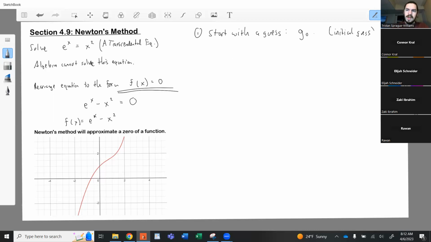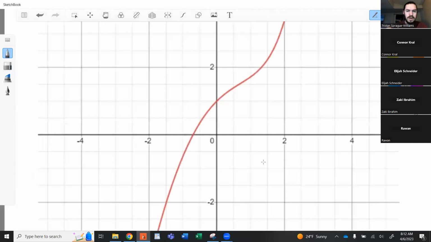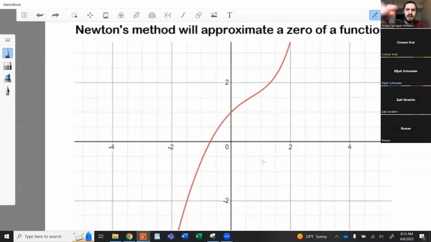And it doesn't even necessarily have to be that close. Let's say guess 0 equals 0. I mean, it's not even that close. It's a pretty bad guess, right? It's obviously not 0. 0 is here, and the function's up there. It's something negative, but it doesn't really matter. For our purposes, we'll just say the guess is 0.